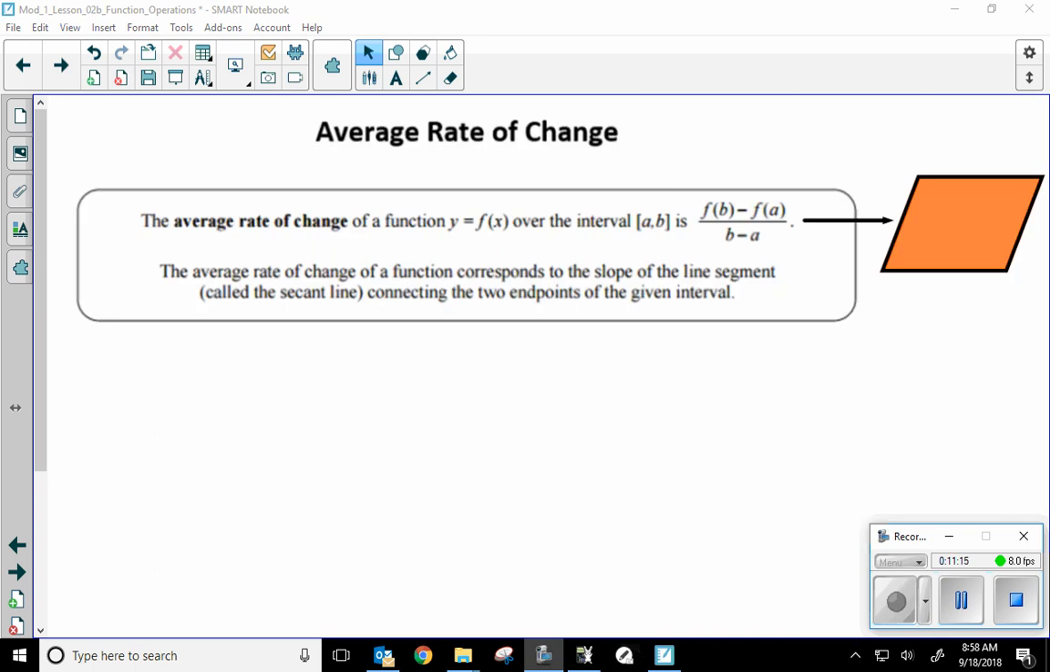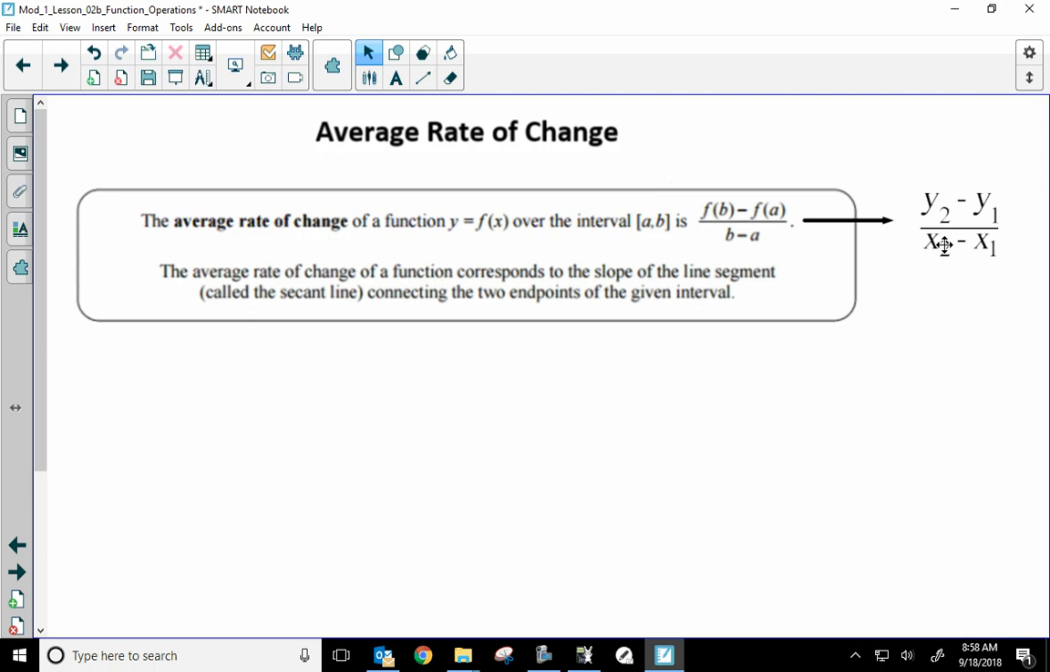All right, on to the next one. Average rate of change. The average rate of change for a function y equals f of x over the interval from a to b is f of b minus f of a all over b minus a. This may look slightly different from the way we're used to seeing it. We're used to seeing it y2 minus y1 over x2 minus x1.